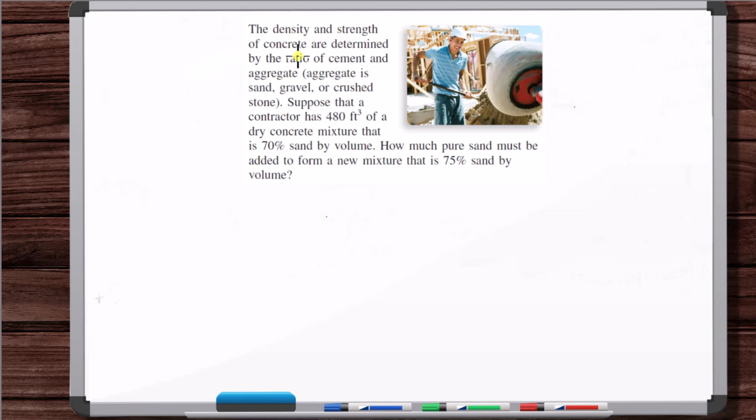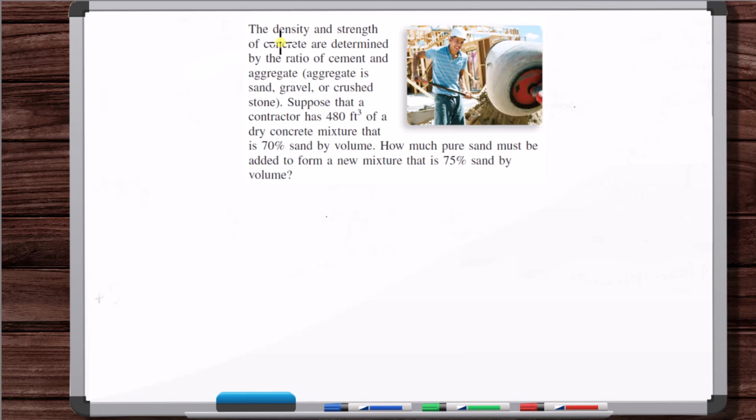The density and strength of concrete are determined by the ratio of cement and aggregate. Aggregate is sand, gravel, or crushed stone. Suppose that a contractor has 480 cubic feet of a dry concrete mixture that is 70% sand by volume. How much pure sand must be added to form a new mixture that is 75% sand by volume? Okay. So again, the best way to do this is this just told you a story. You want to rewrite that story with equations.